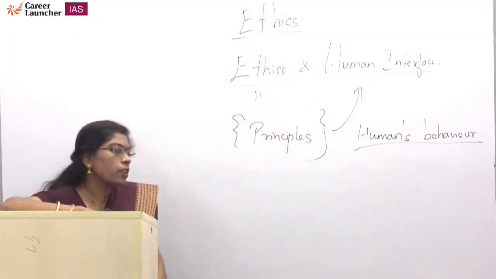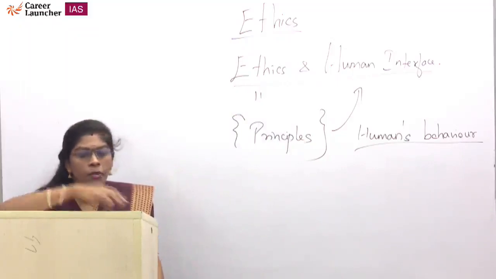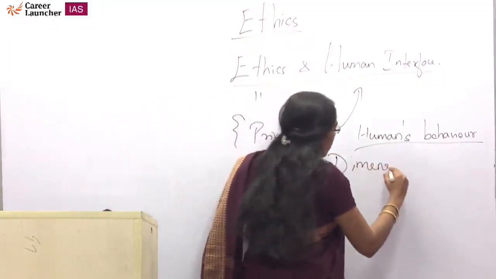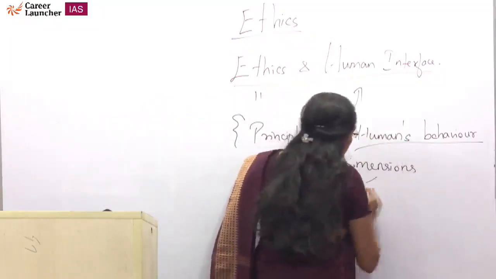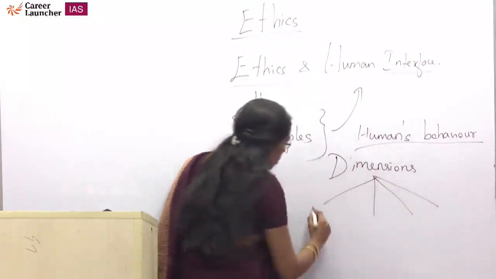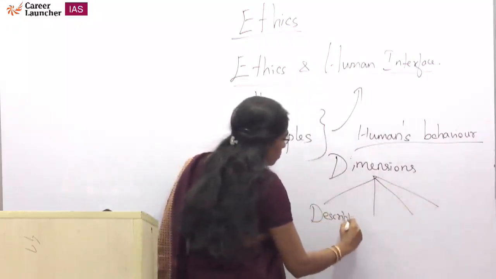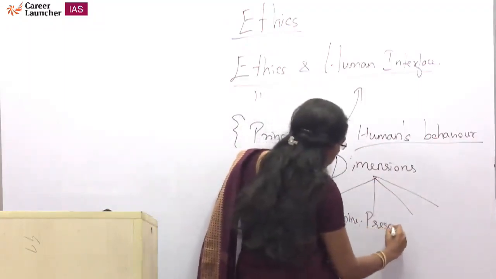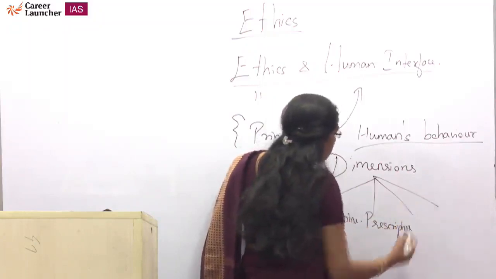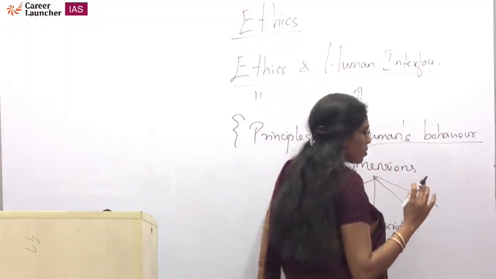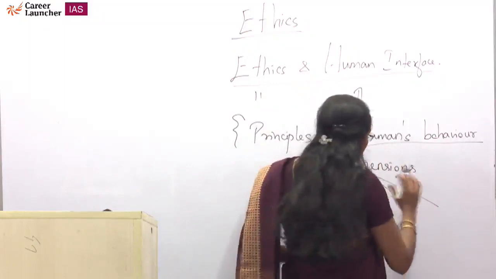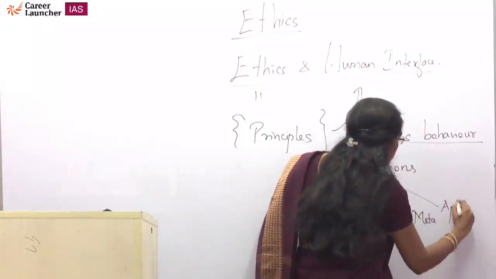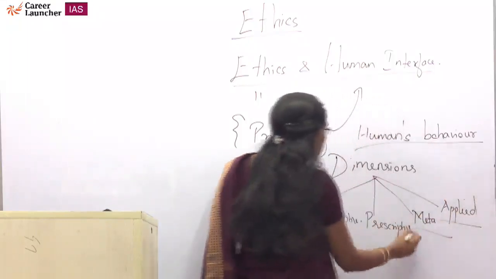The next topic is dimensions of ethics. Under this there are four dimensions. One is descriptive, another is prescriptive. I will discuss this elaborately, so no need to note it here. I am giving a synopsis, and whenever we start a unit, I will say what we are going to discuss. Then meta ethics, then applied ethics. These are the various dimensions of ethics.